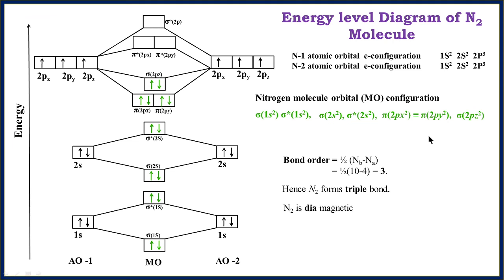Next, nitrogen has diamagnetic property because there is no unpaired electron here. All electrons are paired in all molecular orbitals. Here it is paired, paired, paired. Everywhere the electrons are paired, so there is no unpaired electron. So nitrogen has diamagnetic property.